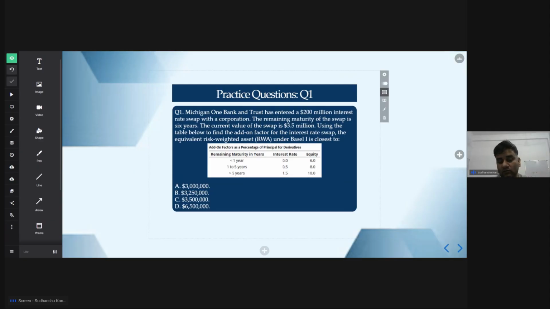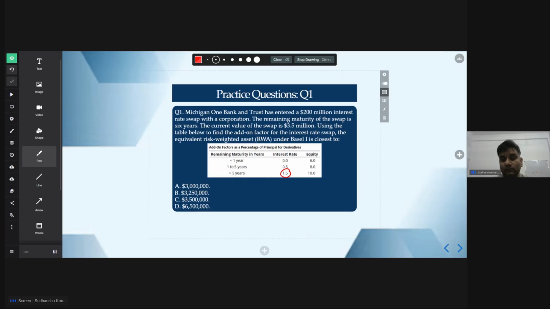Counterparty is a corporation. Now, what is step one? Step one is to identify the add-on factor. How do you identify it? You take the maturity, and you look at maturity greater than 5 years. For an interest rate swap, the value you should use as per the table is 1.5%. So you try to compute your CEA.